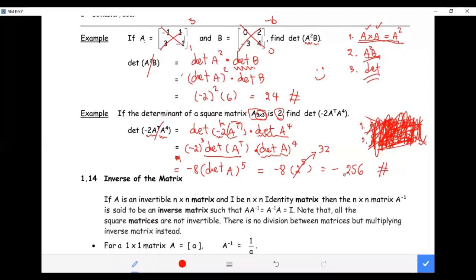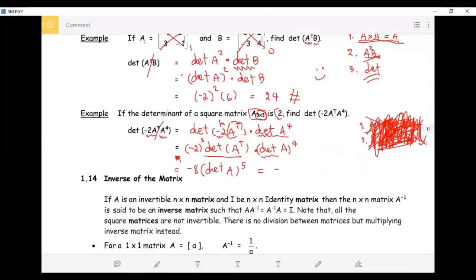Use the properties. If you do it directly, that is killing yourself. Never do it directly. If you see this kind of problem in the exam and you don't know the property, just skip it. Don't try to do it directly. Never do it directly.